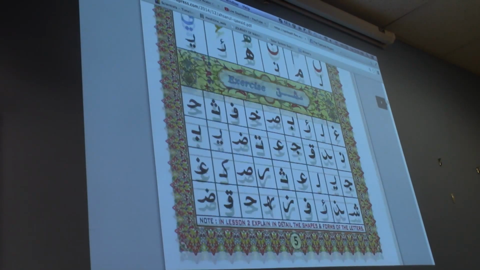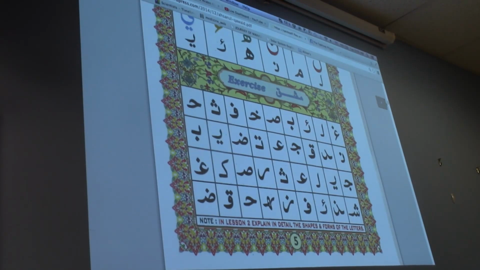So let's go through the exercise really quickly. Here we have ghain. Everyone repeat after me. Ghain. Ghain. Then we have lam. Lam. Repeat. Lam.